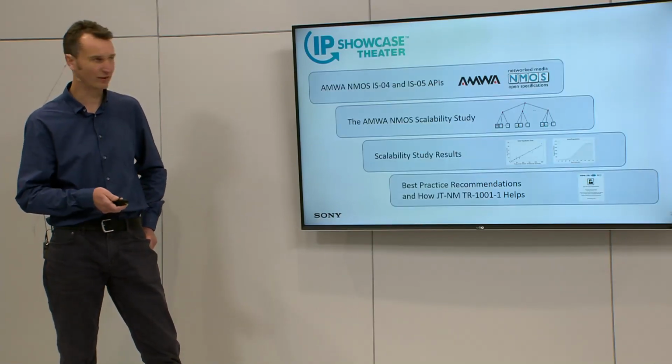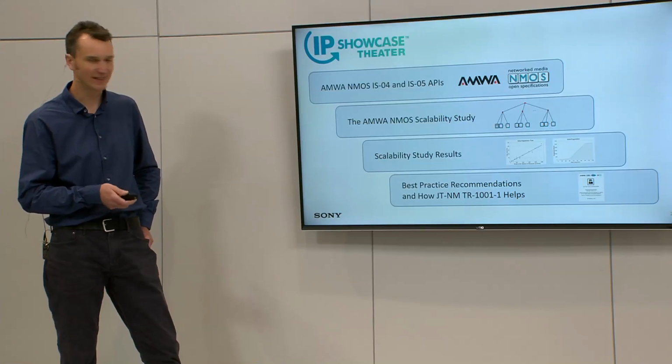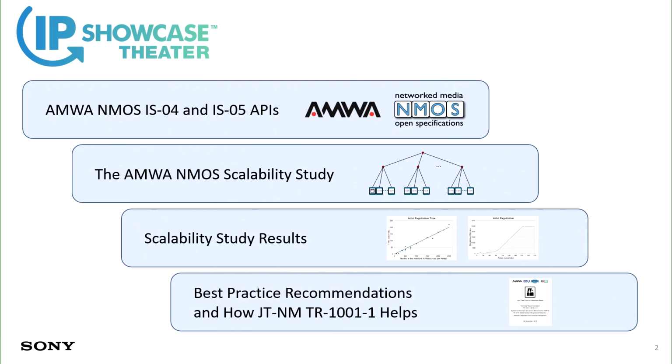So my talk's in 4 parts. I'll start by briefly going over the APIs for those who aren't so familiar. I'll then define our scalability study and what we set out to do and how we did it. I'll then go on to give some results from the study, and finally talk about some best practice recommendations and how that TR 1001 document helps.